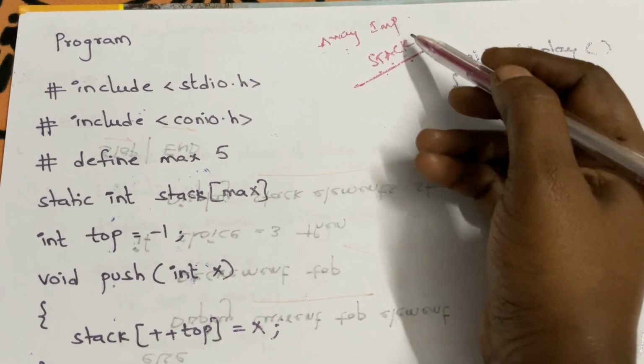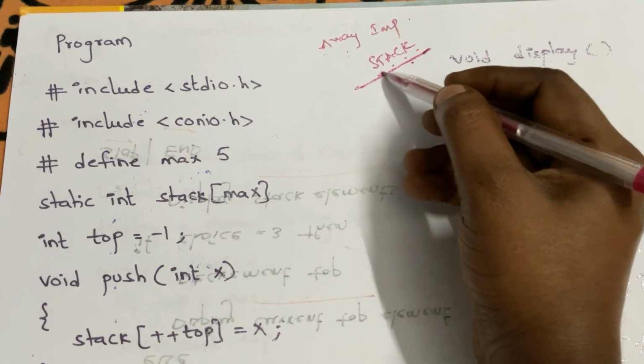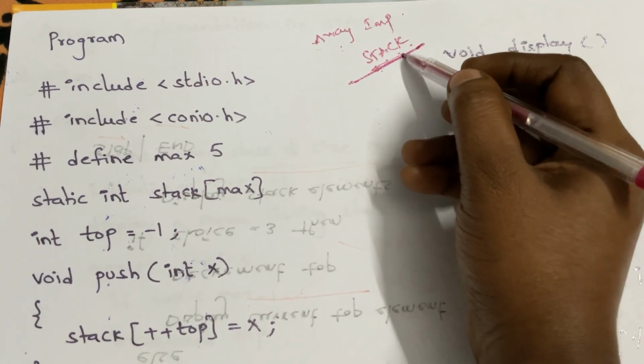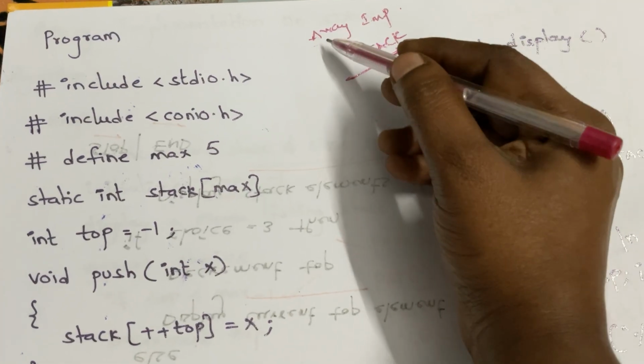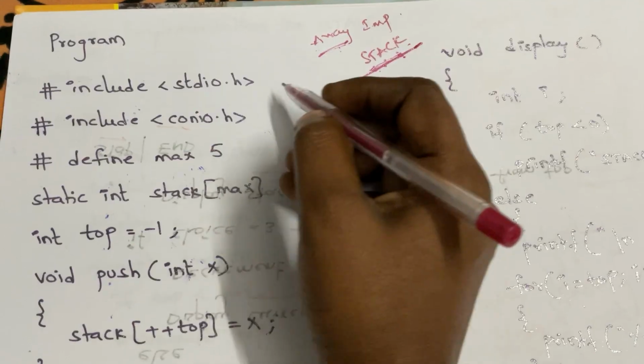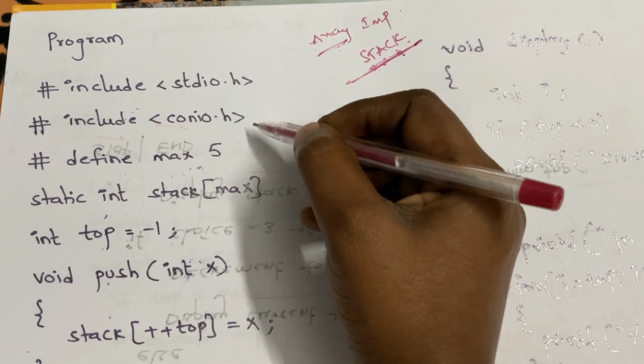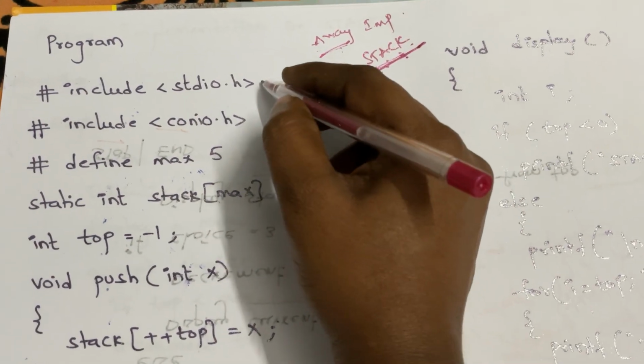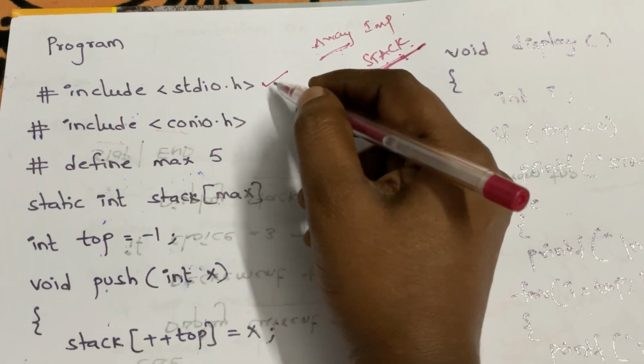The name itself suggests that we are going to perform all the stack operations, and for this we are going to use an array. I just told you that I'm going to use the C programming structure. So the first thing is the header file. Why this header file?